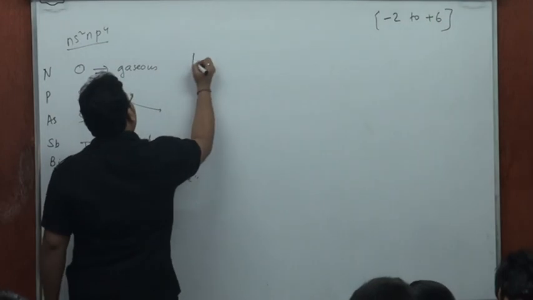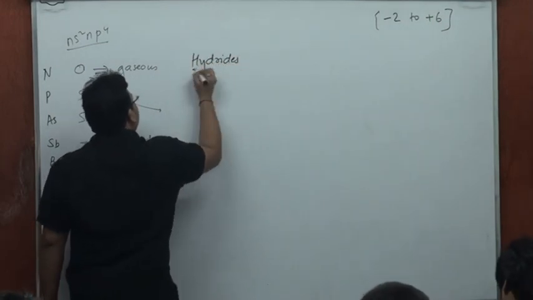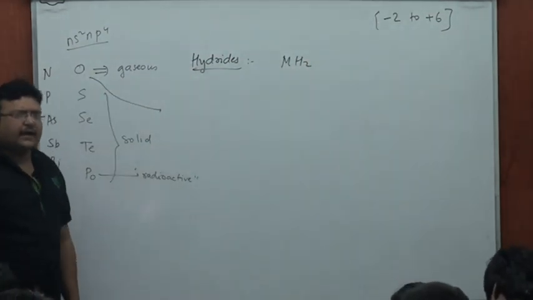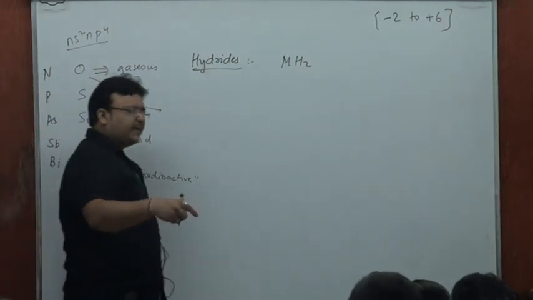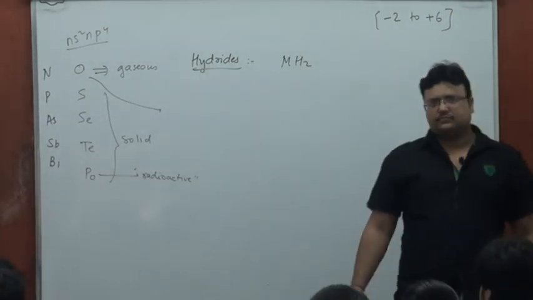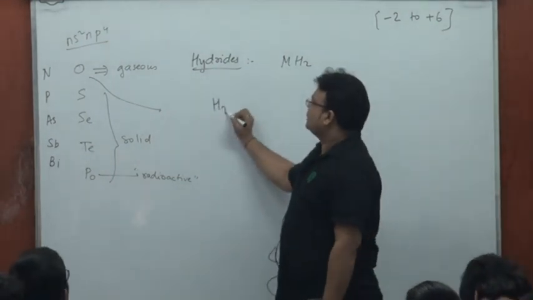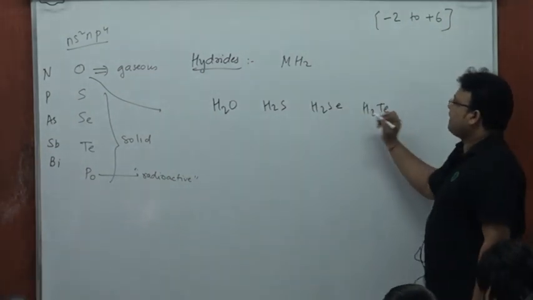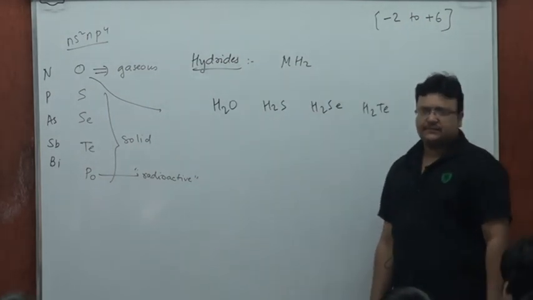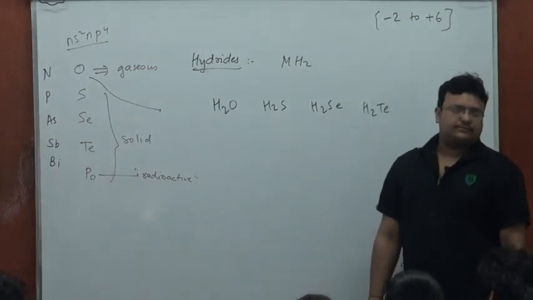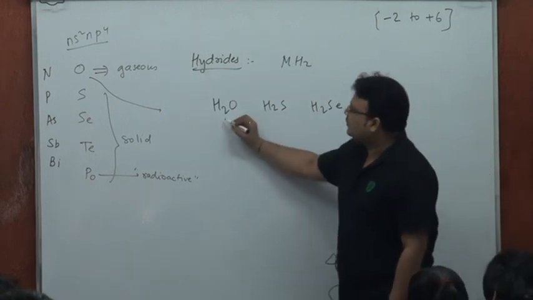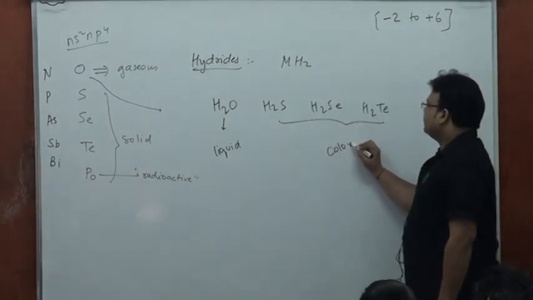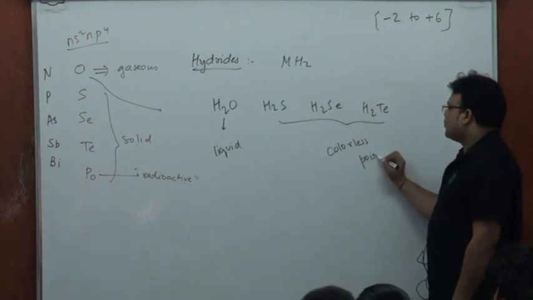Hydrides of group 6 will be MH2, because they're supposed to be divalent. The central element is expected to be the negative end of the molecule. H2O, H2S, H2Se, H2Te being the hydrides of group 6. Yes or no? So water is going to be a liquid and the rest are going to be gaseous. Let me also tell you, they are colorless, poisonous gases at room temperature.